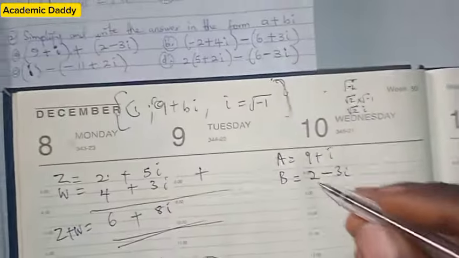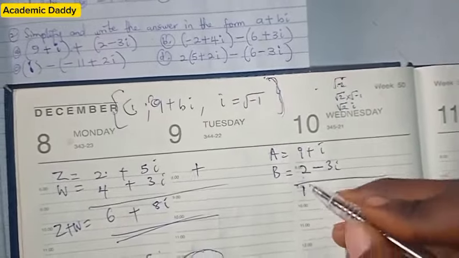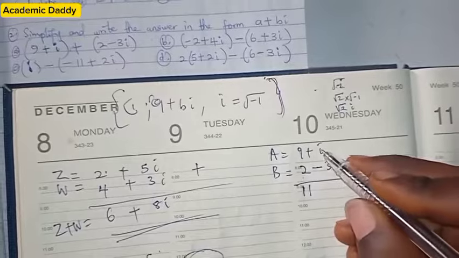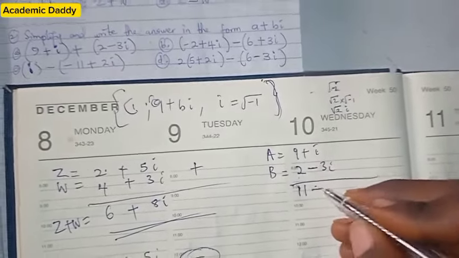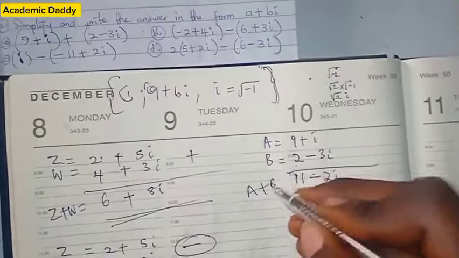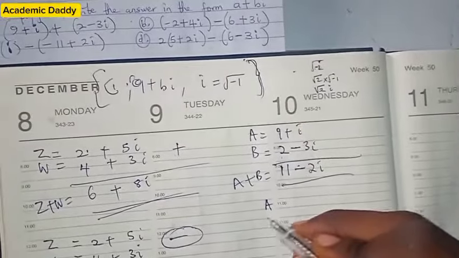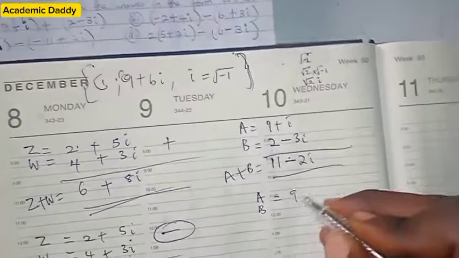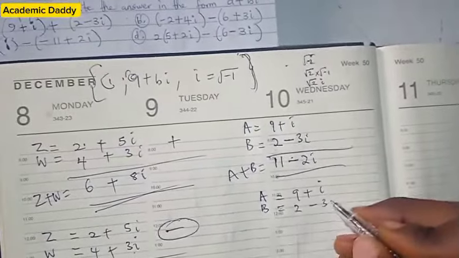So if I want to add this up, then I'll simply say 9 plus 2 is 11. Then i plus minus 3i is the same thing as saying minus 2i. So a plus b is going to be equal to 11 minus 2i. Now if I want to subtract, I'll say a minus b. Let's do it the same way. This is how I like doing my own. You can choose to write yours out. I like doing mine like this.